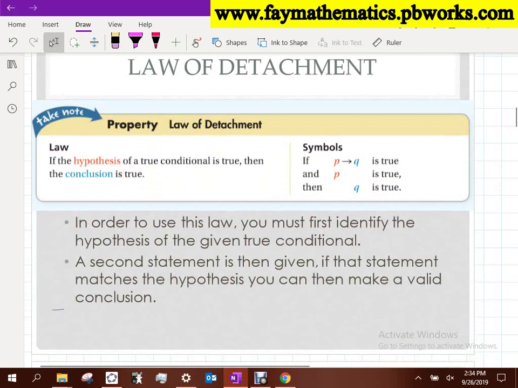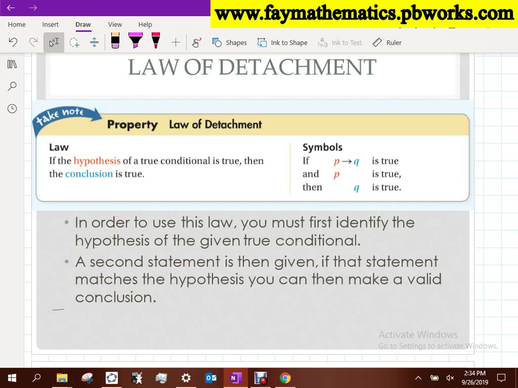Within deductive reasoning, there are two main laws. One of those is called the law of detachment. Okay? And they've got weird names. Detachment means, if I detach something, I pull it apart, right? That's kind of what is going on here when we go through this process.